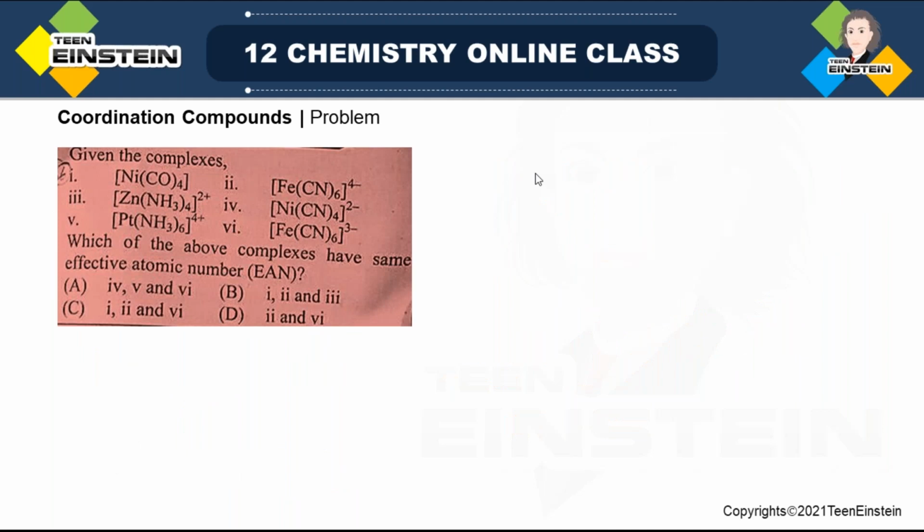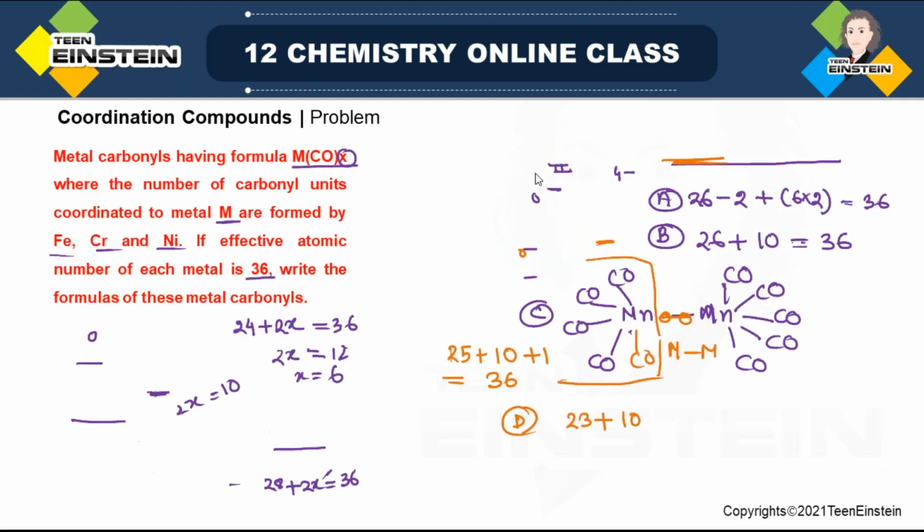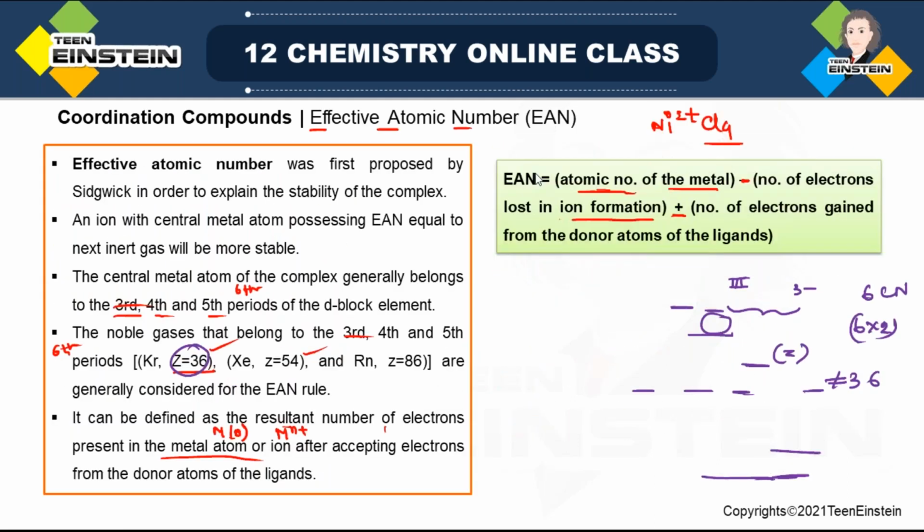Now in this question we have a total of 6 complexes: nickel, iron, Zn, Ni, and again iron. All these are from the first transition series, only Pt is from the third transition series. When it is the first transition series, you have to consider the number 36, right? But remember, just consider the first slide: if it is the third transition series, then Rn, that is atomic number 86, you have to consider.